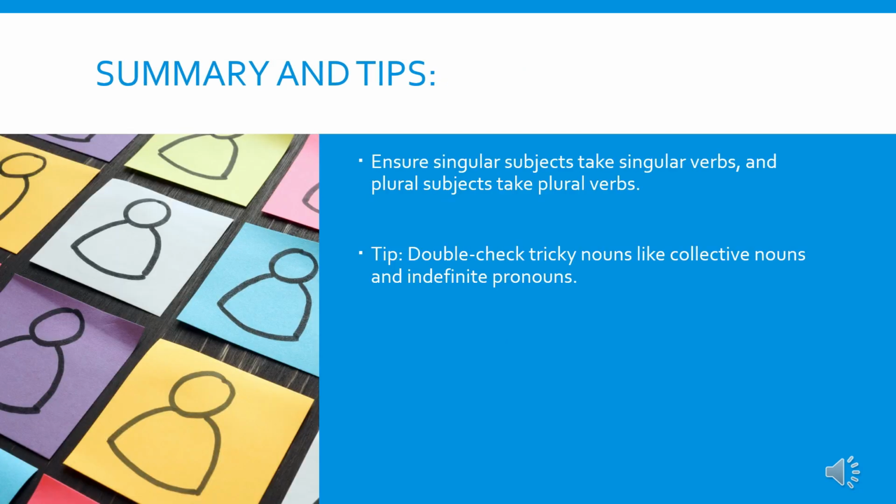To summarize, subject-verb agreement is about making sure singular subjects have singular verbs and plural subjects have plural verbs. Remember to double-check tricky cases like collective nouns and indefinite pronouns. Practicing these rules will help improve both writing and speaking accuracy.